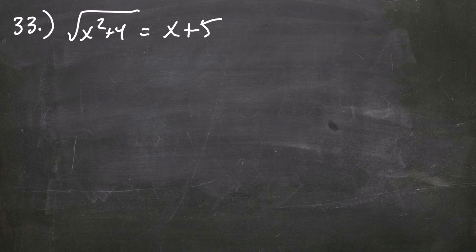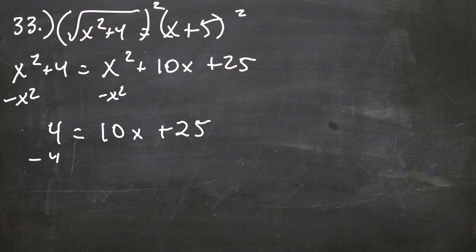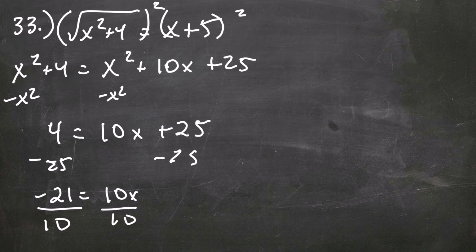All right, 33. Square both sides to start. Left side's easy. It's just x squared plus 4. Right side, you have to FOIL, so I end up with x squared plus 10x plus 25. I'm going to subtract x squared from both sides. It's going to work out pretty nicely. So I end up with 4 equals 10x plus 25. I'm going to subtract 25 from both sides. I get minus 21 equals 10x. Divide by 10, divide by 10. I get x equals negative 21 over 10.